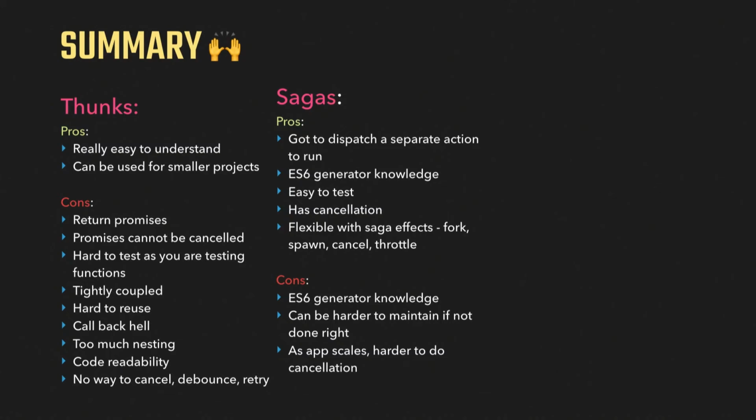The pros, I mean, ES6 generator knowledge: if you already know async await, you're sort of familiar with the code. They're easier to test, and cancellation and racing conditions and everything are built in. We saw some of the complex examples here. But again, ES6 generator knowledge can be hard for some if you're not that used to it, right? And it can also be harder to maintain if not done right, because it's really easy to just copy the same code and paste it again versus actually making it more reusable.